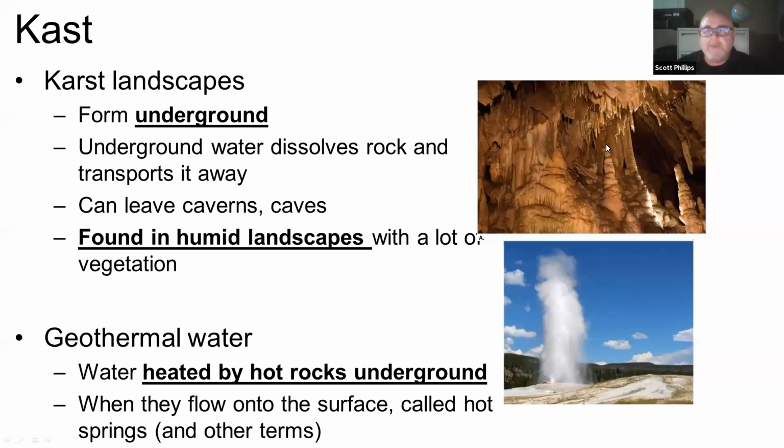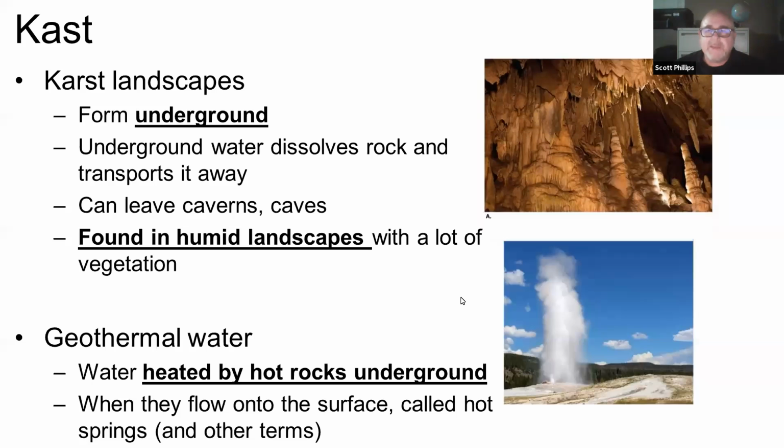dissolving away rock material. Now this is different than erosion. It's not washing it away, it's literally dissolving material away. So if you've ever seen caverns, sinkholes, that sort of thing, those have to do with karst. And one thing unique about them is that you find them in humid landscapes, wet environments, because you need a lot of water, and also in wet environments there's a lot of vegetation. The vegetation actually helps to make the water a little bit more acidic and makes it more of a powerful dissolving agent.